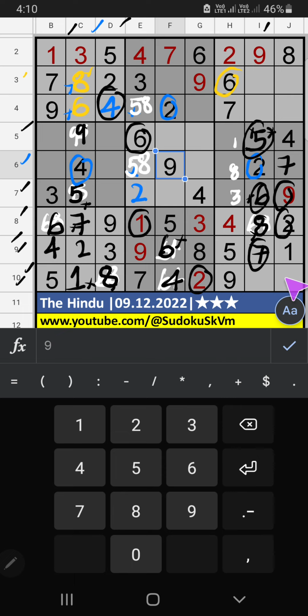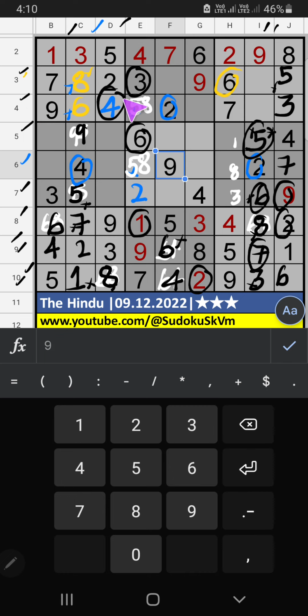10th row, two numbers are remaining, 3 and 6. Column I, we have 6. So 6 can't come in the cell. 6 is confirmed here. Then 3 is here. Column G, two numbers are remaining, 3 and 5. Third row, we have 3. So 3 can't come in the cell. 3 is confirmed here. Then 5 is here.